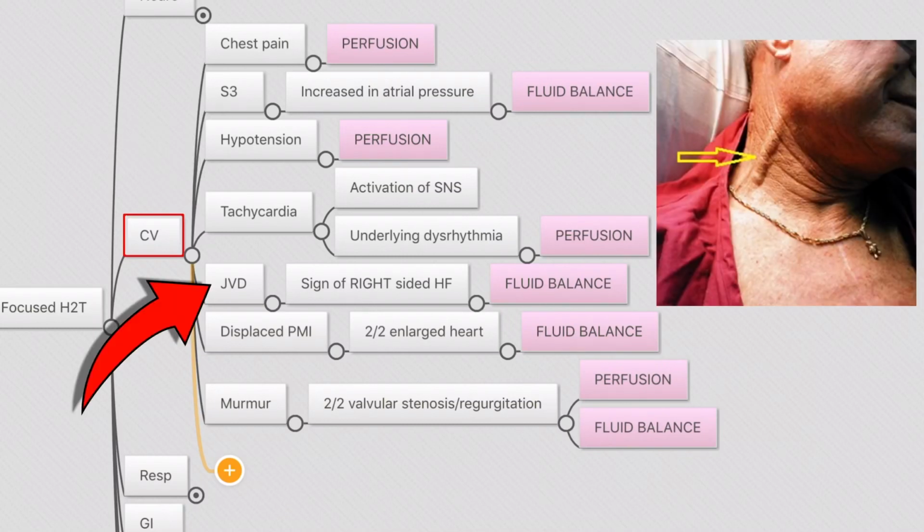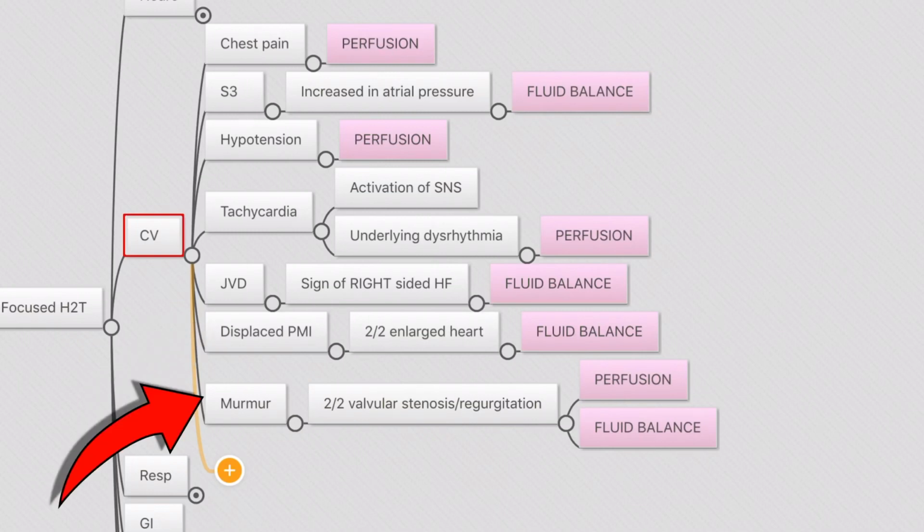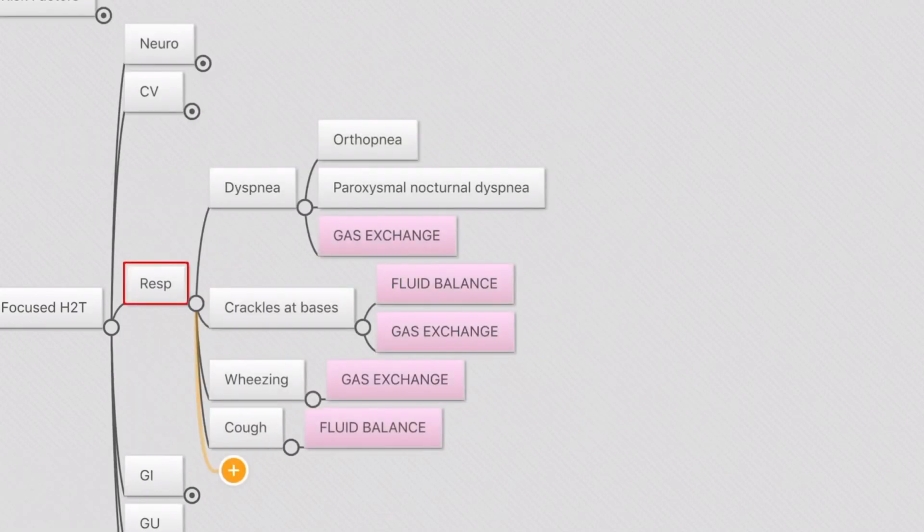JVD will be jugular vein distension. That is usually the sign of right-sided heart failure, and that could be because of fluid balance. Then you have the displaced PMI, secondary to an enlarged heart, because of too much volume in the body. Murmur, sometimes you can hear that, can be secondary to valvular stenosis and regurgitation, and those will be risk factors for heart failure. And if you have a murmur or stenosis and regurgitation, it could impact the perfusion and fluid balance. Now we're going to move on to respiratory.